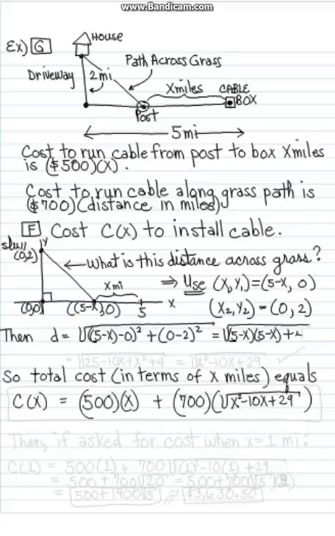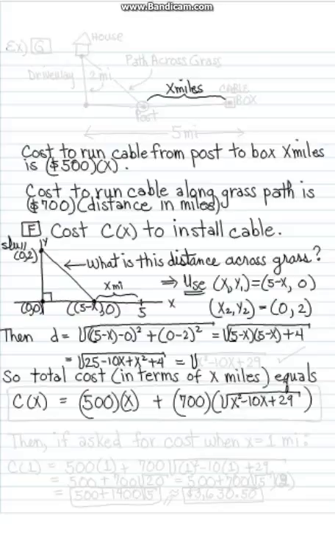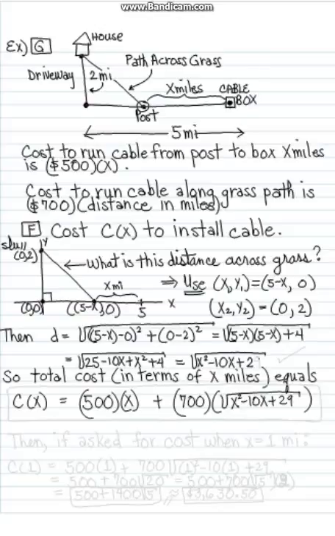Now that means we're going to have to multiply 5 minus x times 5 minus x and then add negative 2 squared, which is 4. So when we FOIL that under the radical sign and combine like terms, we're going to finally end up with the square root of x squared minus 10x plus 29. So that's that distance diagonally across the grass.